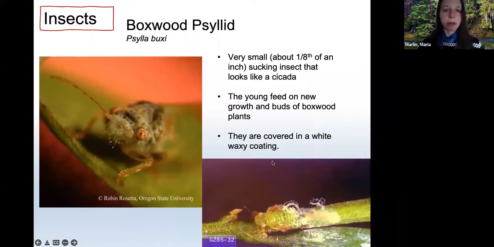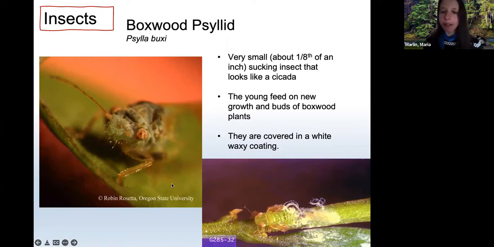Okay, so another one that you might run into is the boxwood psyllid. These are very small insects, about 1/8 of an inch long, and it kind of looks like a mini cicada. Now, the young will feed on the new growth and the buds of the boxwood, and they have one generation per year. They overwinter as eggs, and the eggs are laid in between the bud scales.